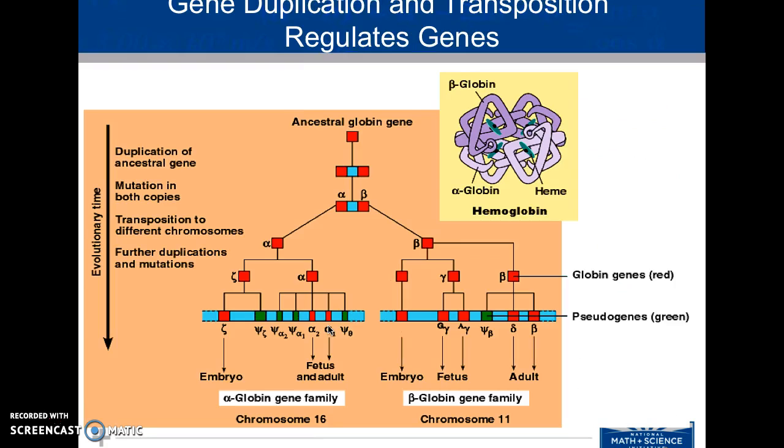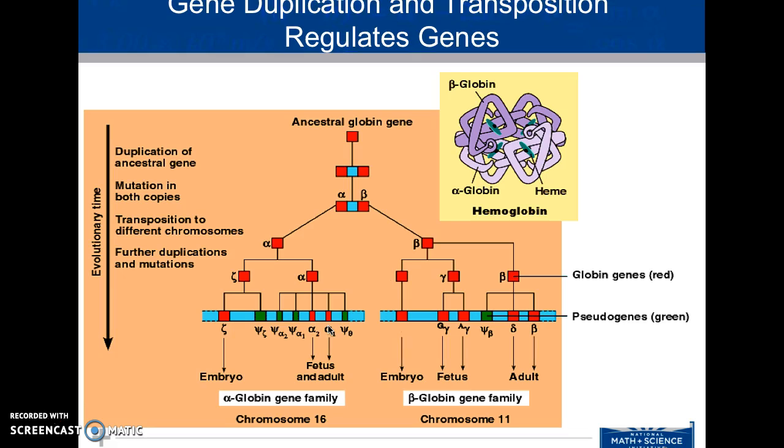When we look at gene duplication and transposition and how it regulates genes, we're going to look at globin, specifically alpha globin and beta globin. This image depicts how globin, right? We talk about hemoglobin, which is what we have, has evolved over time. There's a specific gene called globin that was the ancestral gene, and then it began to duplicate. First, it duplicated and it was identical, and then we see it morph into alpha and then beta.